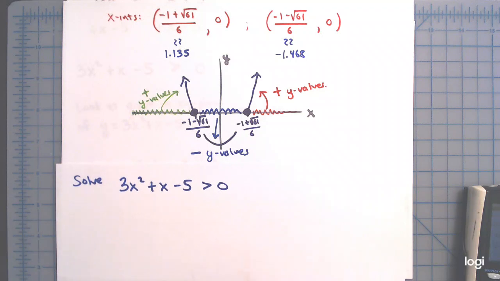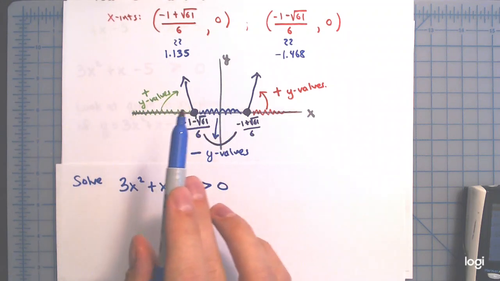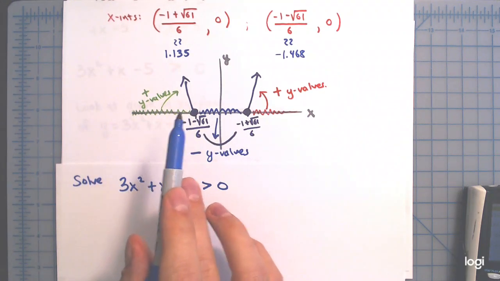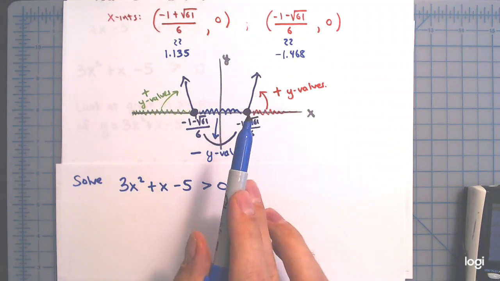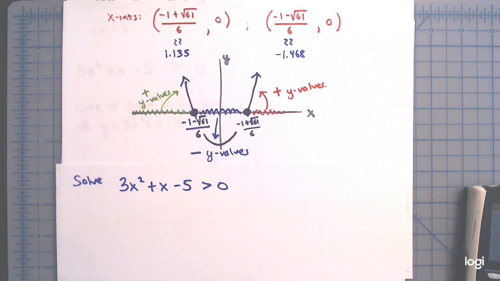So where is 3x squared plus x minus 5 greater than 0? Greater than 0 means positive. So where is the value of this expression going to be positive? Where are the y values going to be positive? And I'm seeing that's happening in two different places over two different intervals here. Positive y values over these numbers, positive y values over these numbers, just not the ones in between. Those have negative y values.